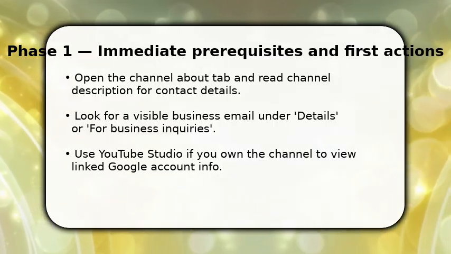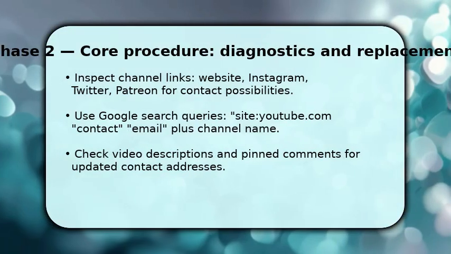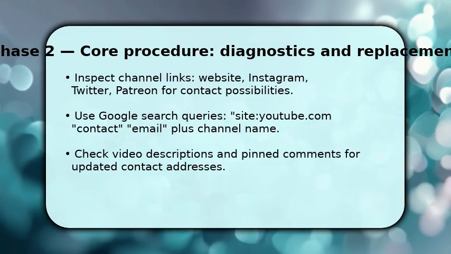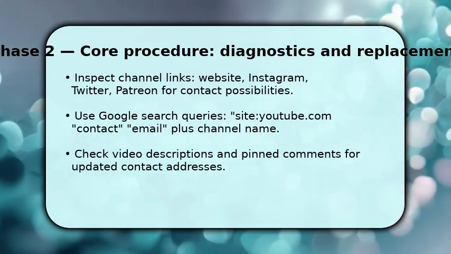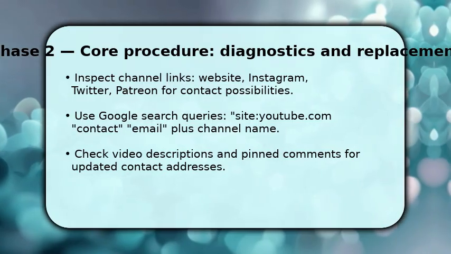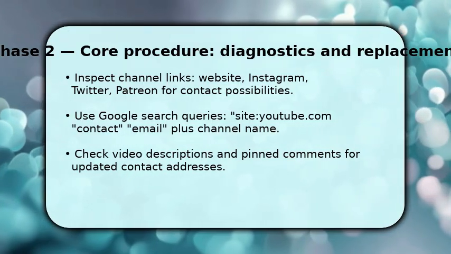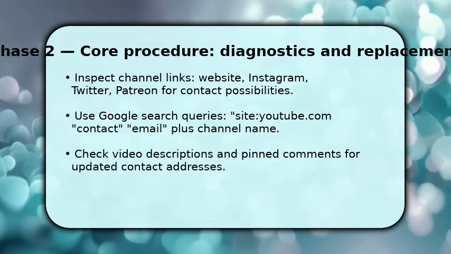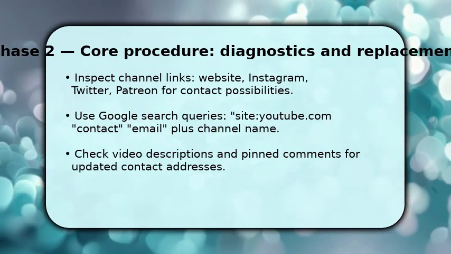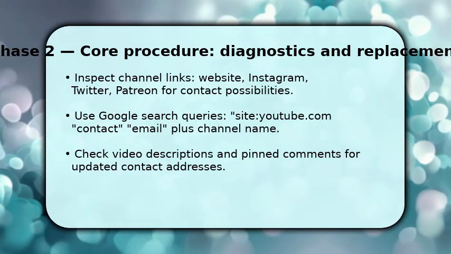Don't skip channel links or linked social profiles yet. Next, systematically inspect every external link on the channel, websites, Instagram, Twitter, Patreon, because creators often centralize contact info off-platform. Once done, search Google with targeted queries using the channel name and keywords like contact or email to surface mirrors or business listings. Also scan video descriptions and pinned comments. Many creators update contact addresses there.